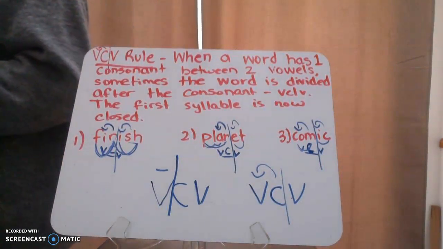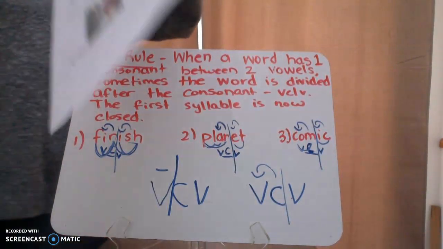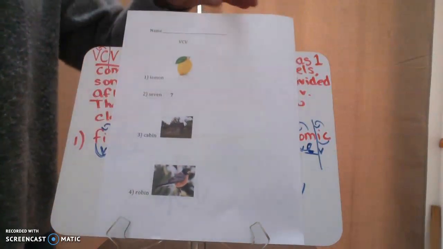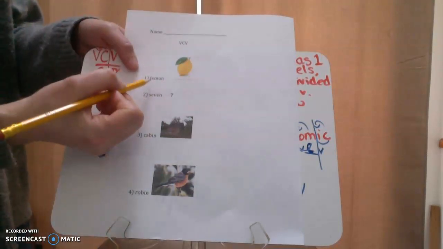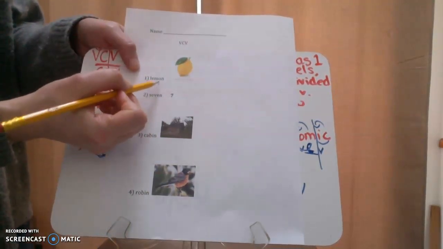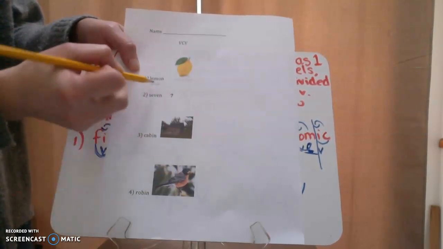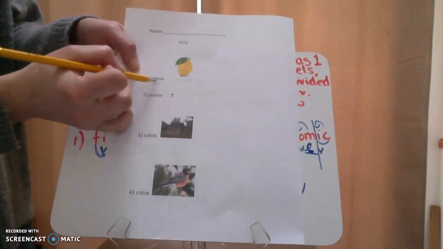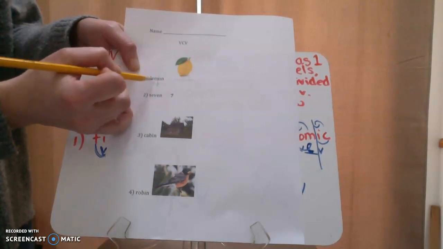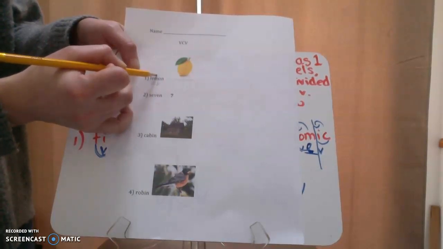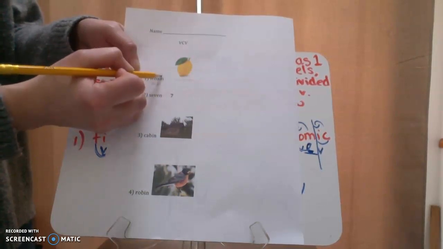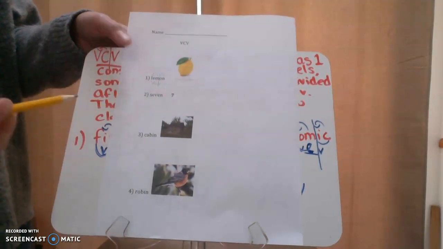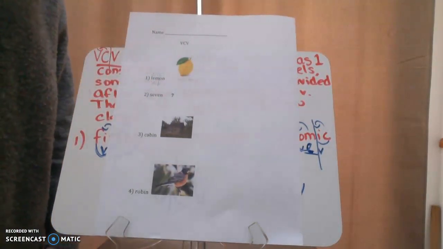Today, I have created a new sheet for you to code. All these words have VCV patterns. I want you to take your word, find your vowels, look inside, make a bridge, and then chop it right after the consonant. Our E is closed in, so it says eh. Our O is closed in, so it says uh. So then we read the word lemon. Lemon. Excellent, boys and girls.